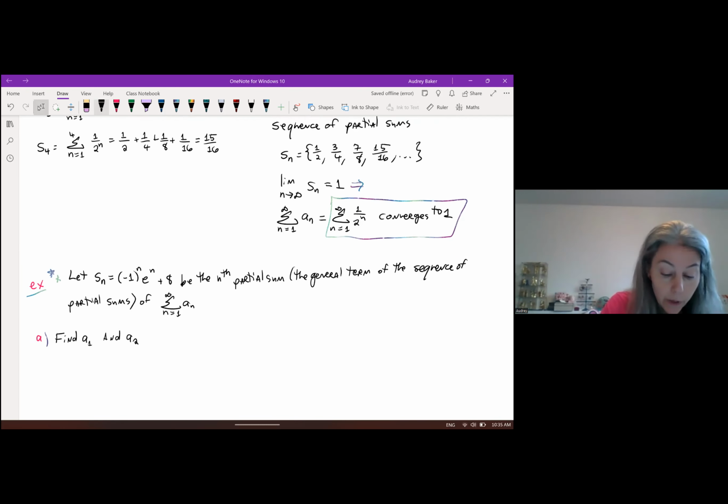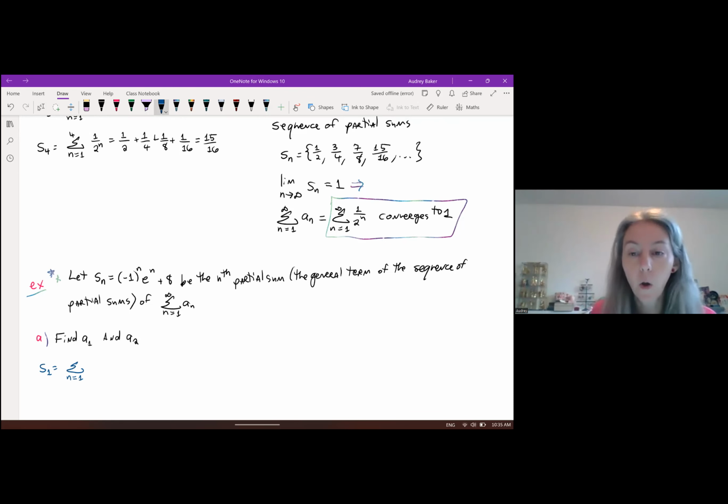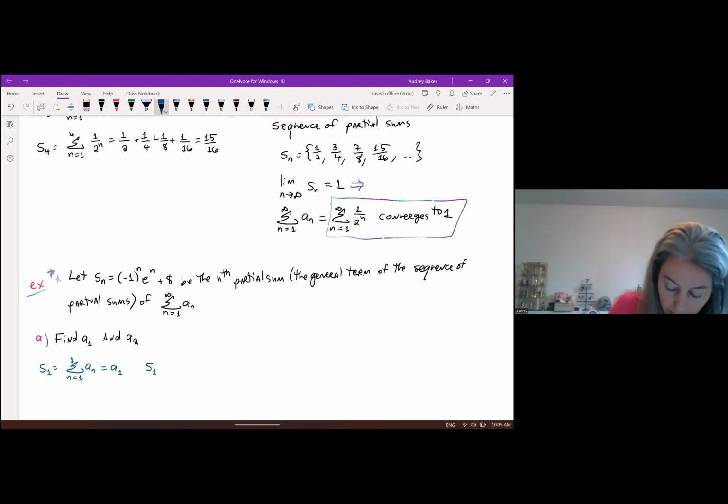Well, I know that S sub 1 is equal to the sum from n equals 1 to 1 of a sub n, which is just a sub 1. So, like we saw with that concrete example a second ago, S sub 1 is equal to a sub 1. So if I can find S sub 1, then I have found a sub 1. And we can find S sub 1 by plugging in: negative 1 to the 1, e to the 1, plus 8. So that's just 8 minus e. Since S sub 1 is equal to 8 minus e, a sub 1 is also equal to 8 minus e.